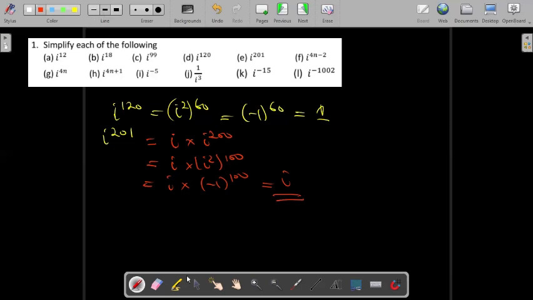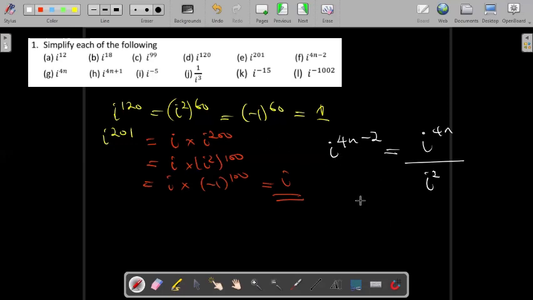So that's what you get there. Then for the next one, you have i to the 4n minus 2. So remember, when do we subtract when we're dealing with indices? Whenever we are dividing. So this is the same as saying i to the 4n divided by i squared, like this. So this is the case which is given there. So now, having that there, how do we work that out?